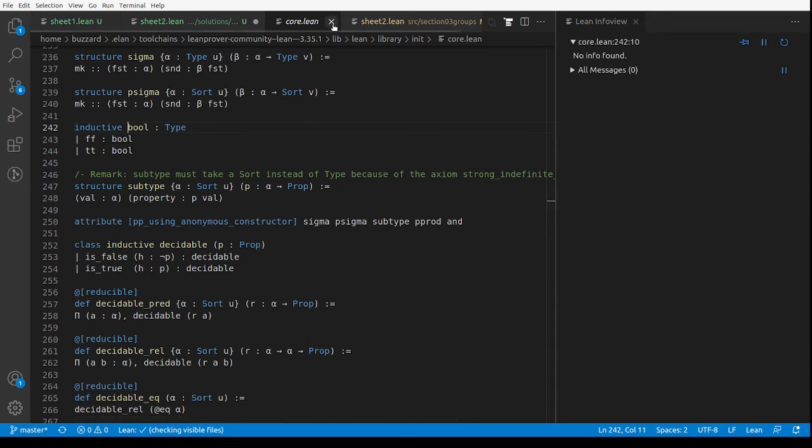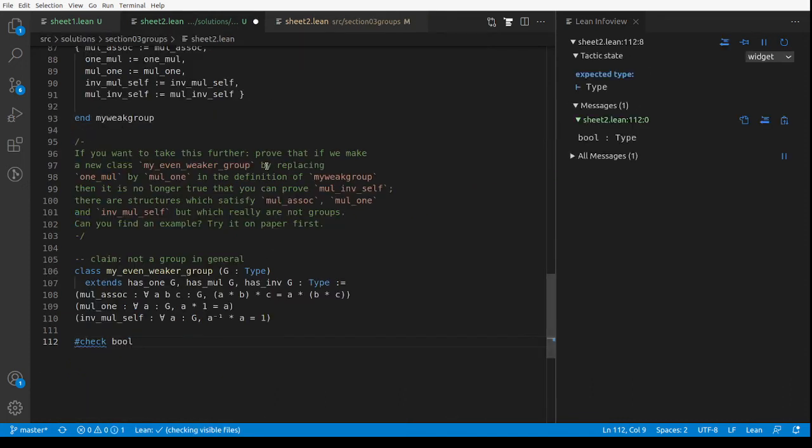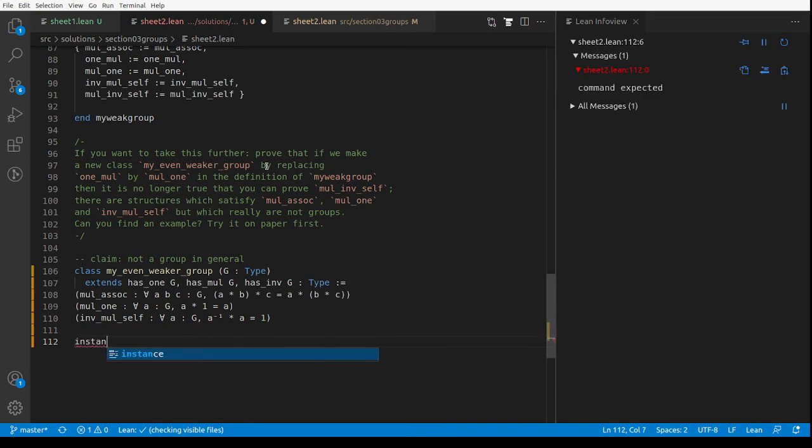We're going to be careful not to mess anything around. If I type a letter here, it will really mess up lots of things. So bool is a type with 2 terms, false and true. What I'm going to do here is make bool an instance of my even weaker group. So let's do instance MyEvenWeakerGroup Bool.